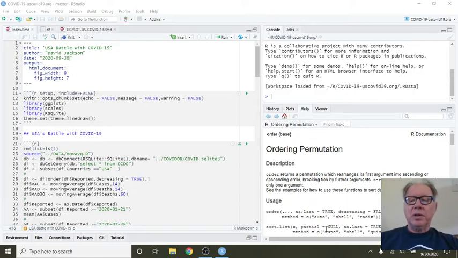Today is September 30th, 2020. I'm going to run the COVID-19 report for the U.S. Let's just run this report and see exactly what's going on here.